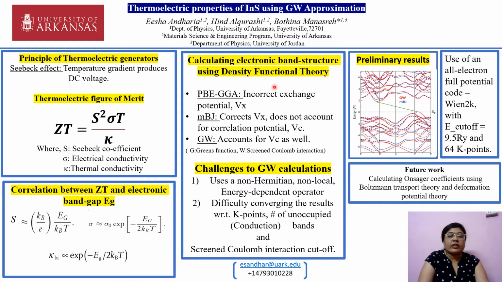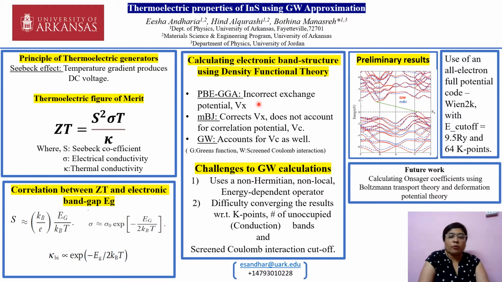Now, when it comes to the DFT calculations of electronic structure, the most challenging quantity is known as the exchange correlation potential VXC. And the first approach that I use for accounting this VXC is known as generalized gradient approximation using the PBE functional. But it doesn't account for the correlation effects, and even the Vx that it gives is incorrect. Hence, the band gap we obtain is severely underestimated.